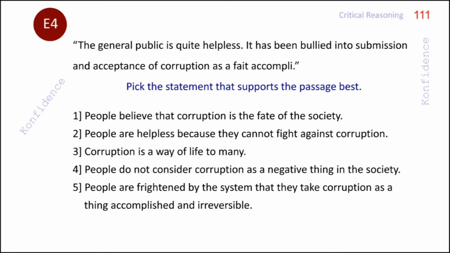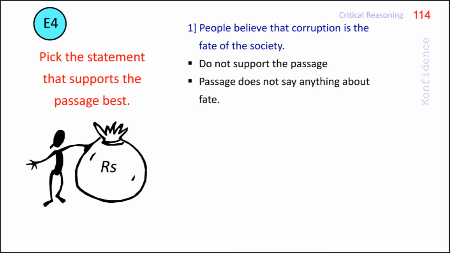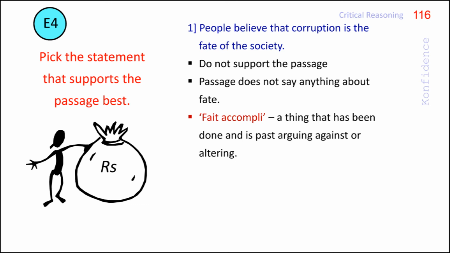Read the short passage given in the slide. We are asked to find the statement that best supports the passage. Does the first statement support the passage? Not at all. The passage does not say anything about fate. Do not get carried away by the word fait accompli. It has nothing to do with fate. Fait accompli means a thing that has been done and is past arguing against or altering.